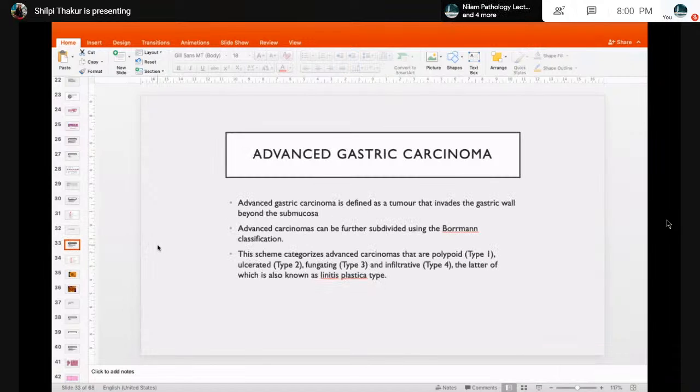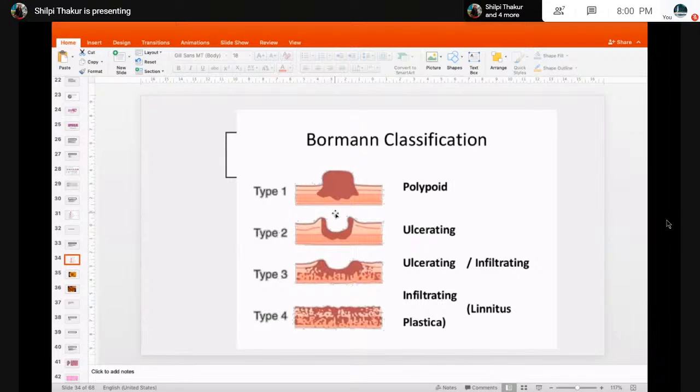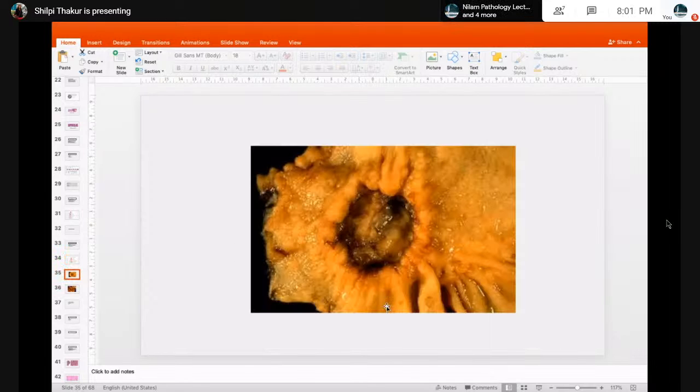Now coming to the advanced gastric carcinoma. The advanced gastric carcinoma, as the definition goes, invades the gastric wall beyond the submucosa, and it can be further subdivided using the Borrmann classification. So this is a pictorial representation of this. Type 1 is the polypoidal outgrowth that can be seen. This is all part of the advanced gastric carcinoma. Type 2 is ulcerating, type 3 is ulcerating/infiltrating. So we can see the ulcer with the heaped ulcer borders and infiltration into the adjoining area. And type 4 is linitis plastica, which is the leather bottle appearance.